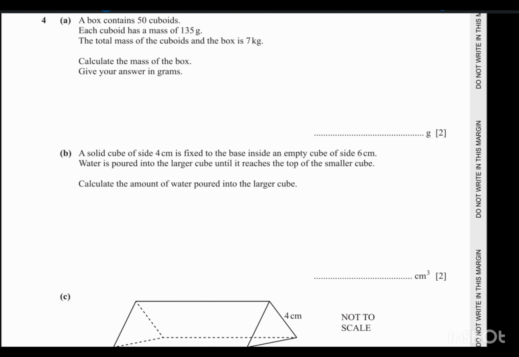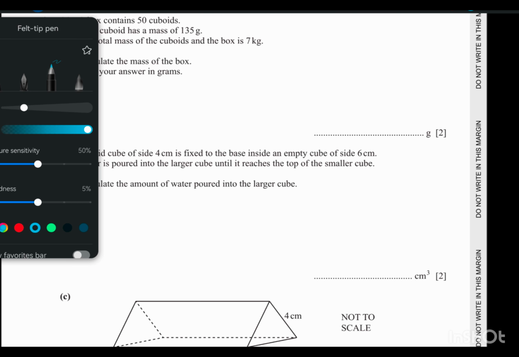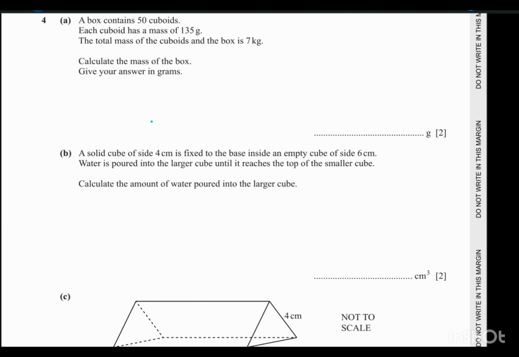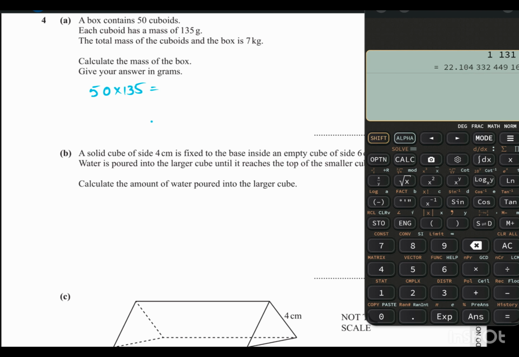Question number 4. A box contains 50 cuboids. Each cuboid has a mass of 135 grams. The total mass of the cuboids in the box is 7 kg. Calculate the mass of the box. Give your answer in grams. Now here the mass of the box can be found out by finding out the mass of 50 cuboids. So 50 into 135 is 6750.